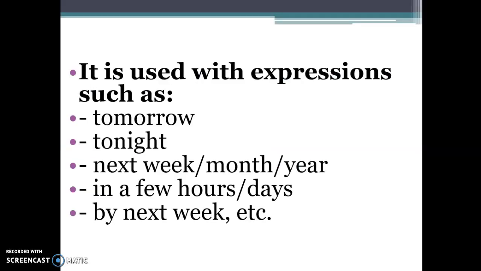We use some expressions to refer to future such as tomorrow, tonight, next week, next month, next year, in a few hours, in a few days, by next week, etc. All these are expressions that we can use to refer to future.